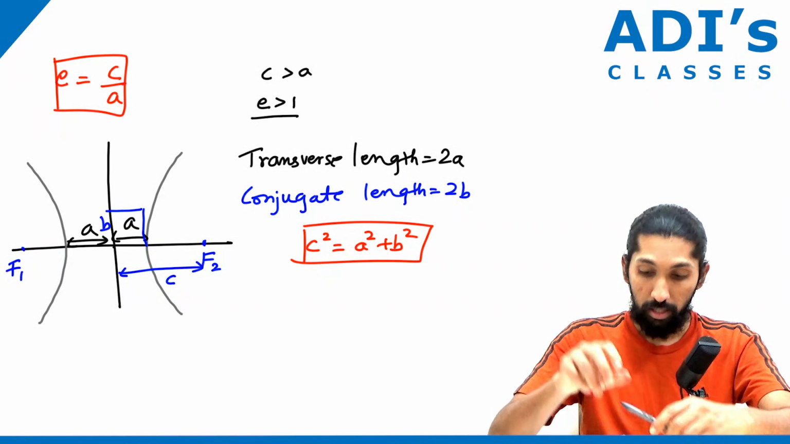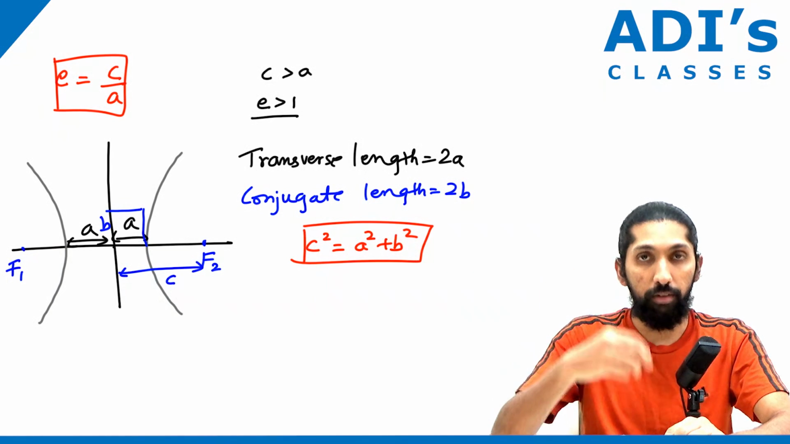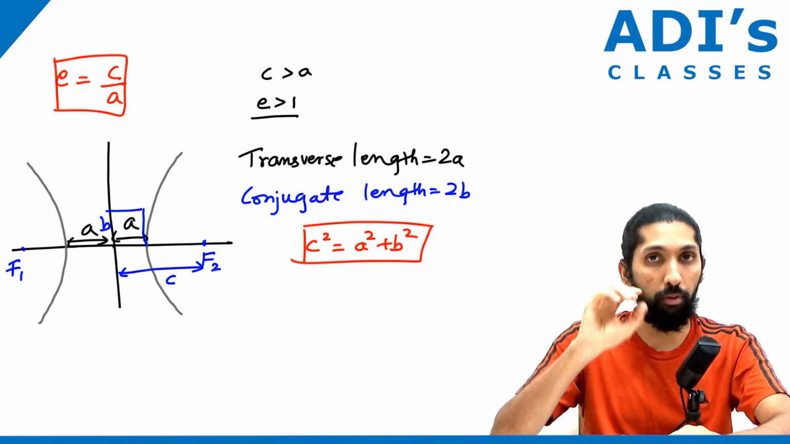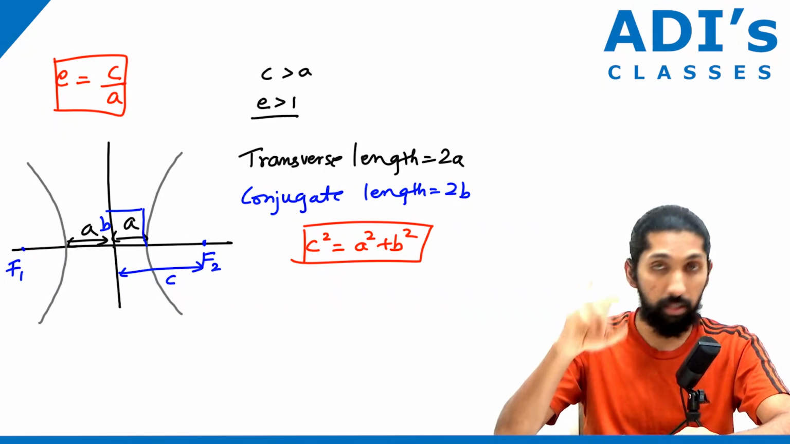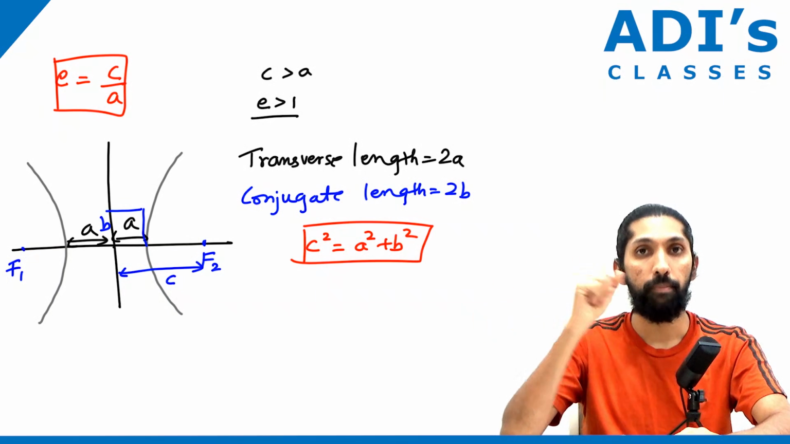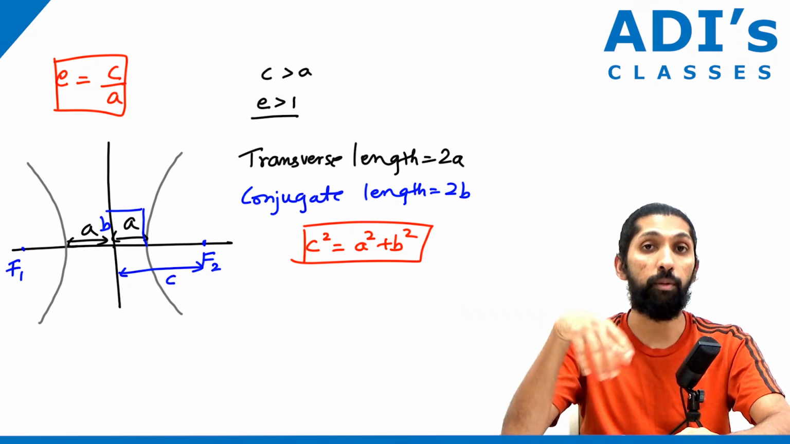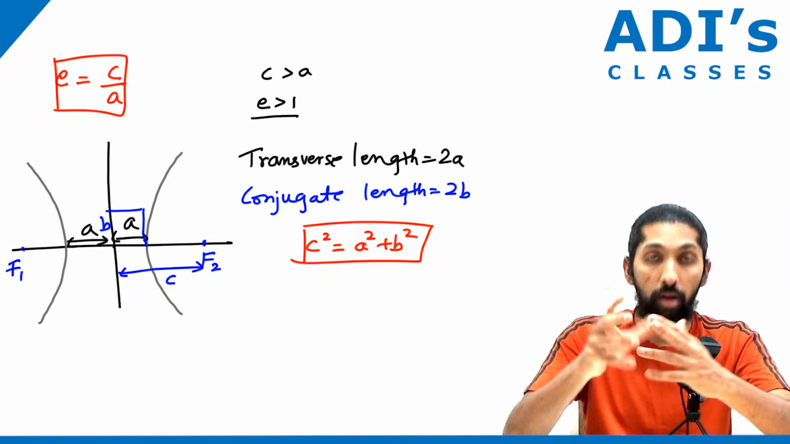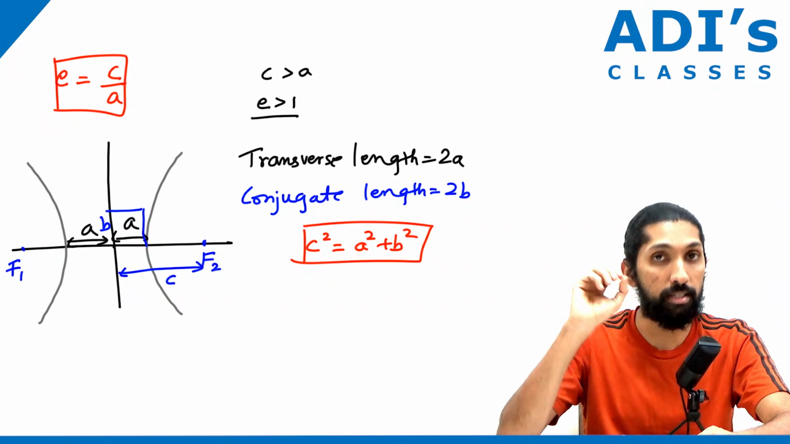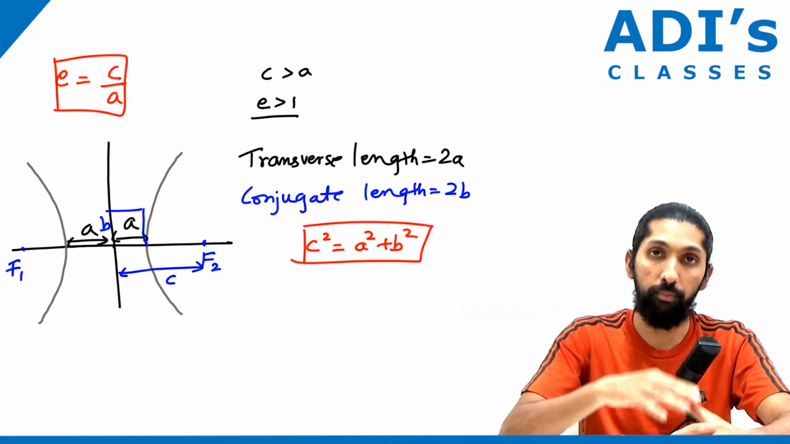Fair enough? Whatever topics we discussed right now are very important, especially the relation between a, b and c. Of course, eccentricity is also important. Combining all of them together, in the next video we'll understand how to derive the standard equation of a hyperbola.